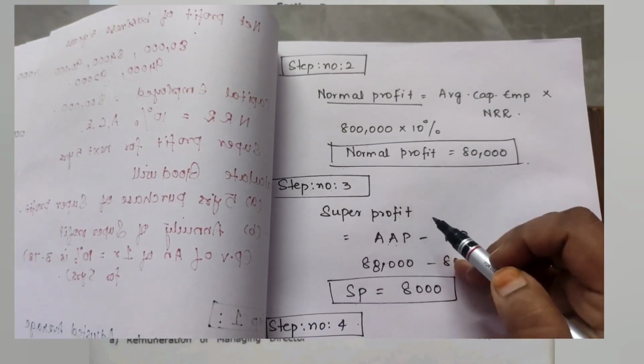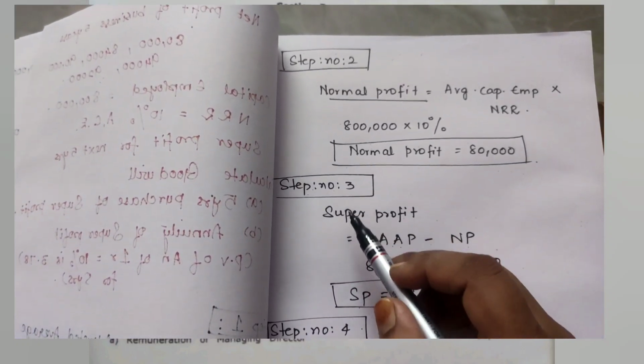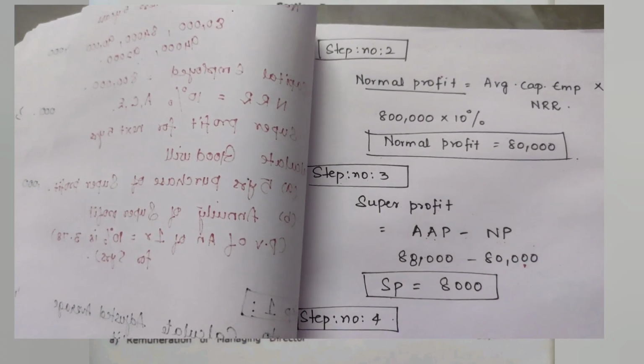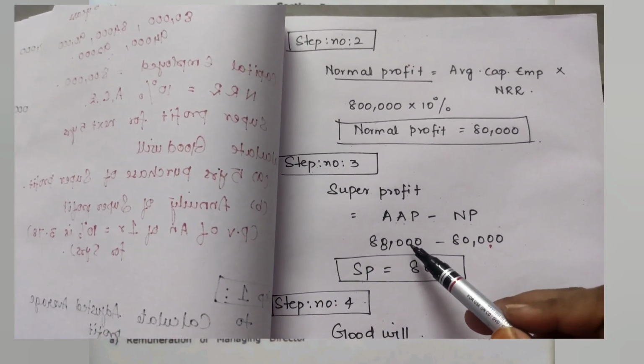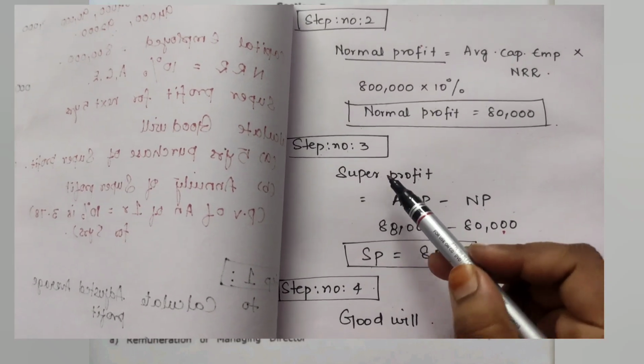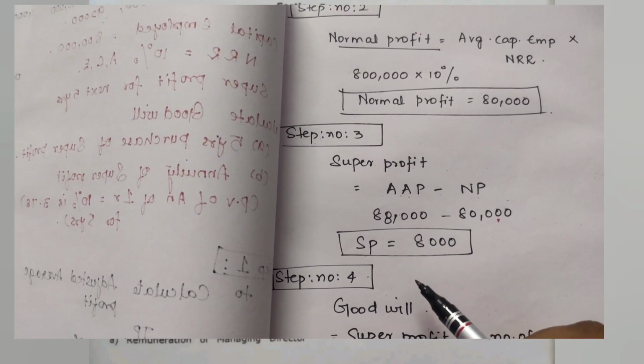So we have got the normal profit. Now step number 3 is to calculate the super profit, which is AAP minus NP. Now AAP is 88,000 and NP, which is normal profit, is 80,000. When we subtract, we get the super profit as 8,000 rupees.